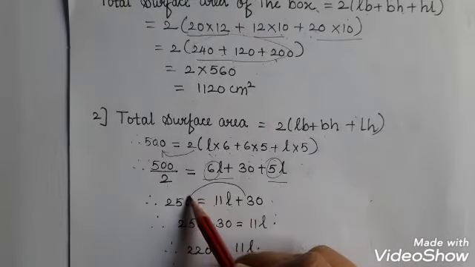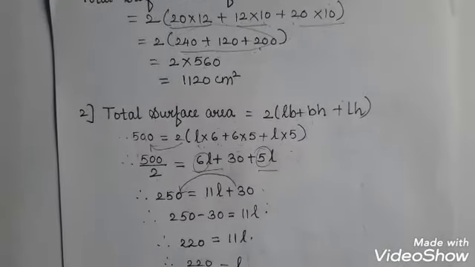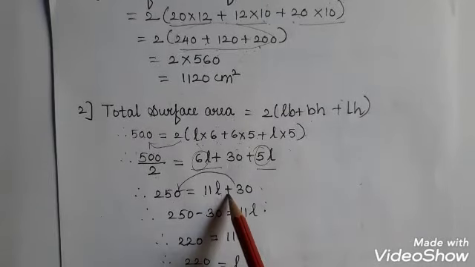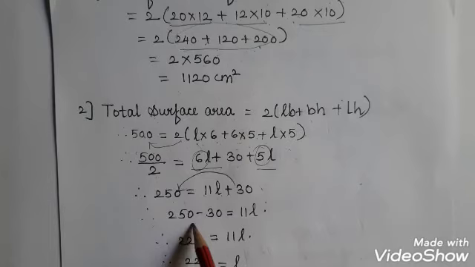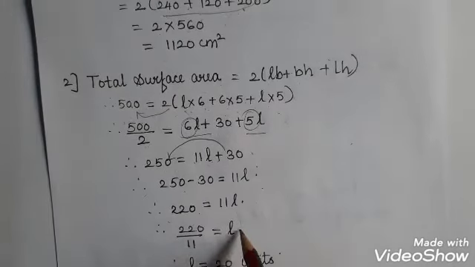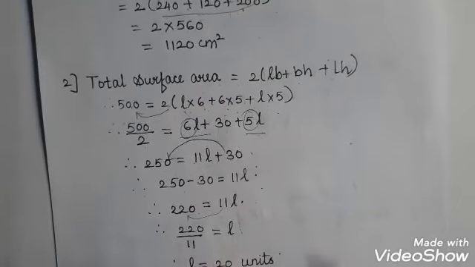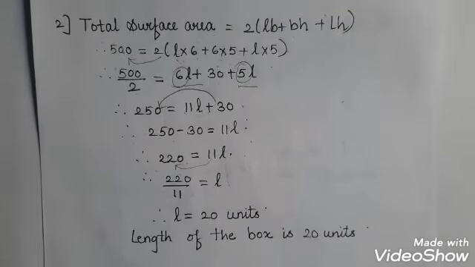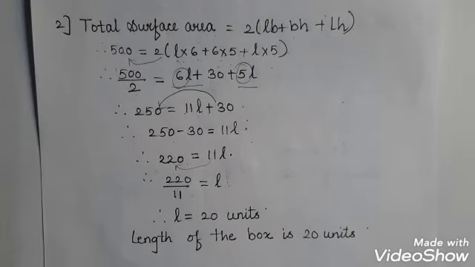Now this 30 I shift on the other side. So when you shift 30 on the other side, it becomes subtraction because there it is addition. So change in sign becomes minus. 250 minus 30 is equal to 220, which is equal to 11L. Therefore, L is equal to, this 11 shifts on the other side, 220 upon 11. So L is equal to 20 units. So the length of the box is 20 units.